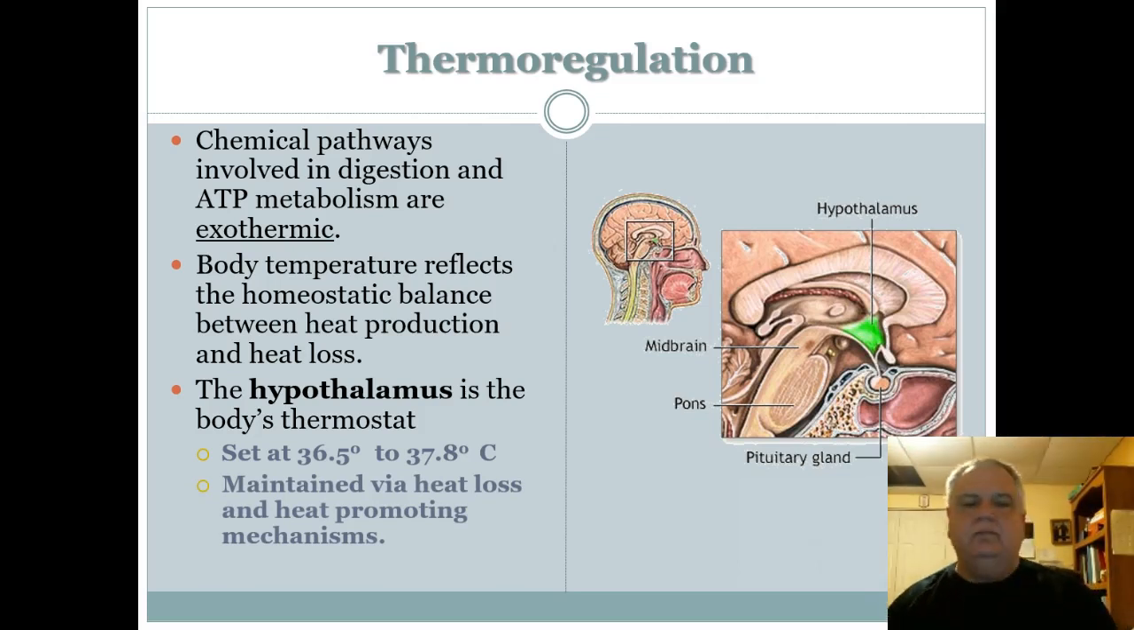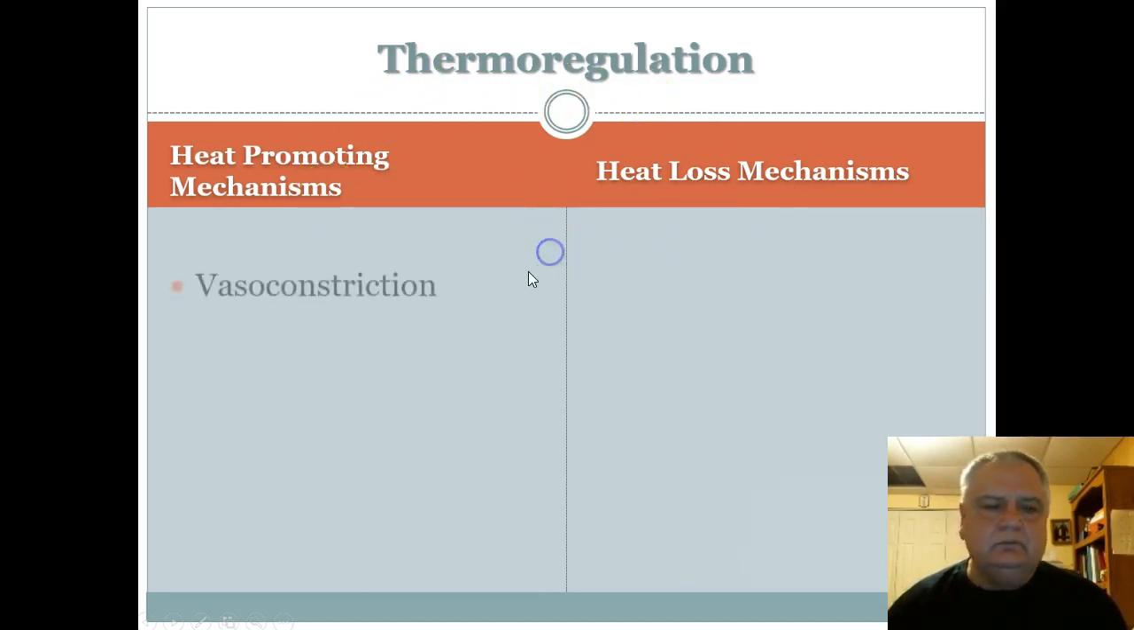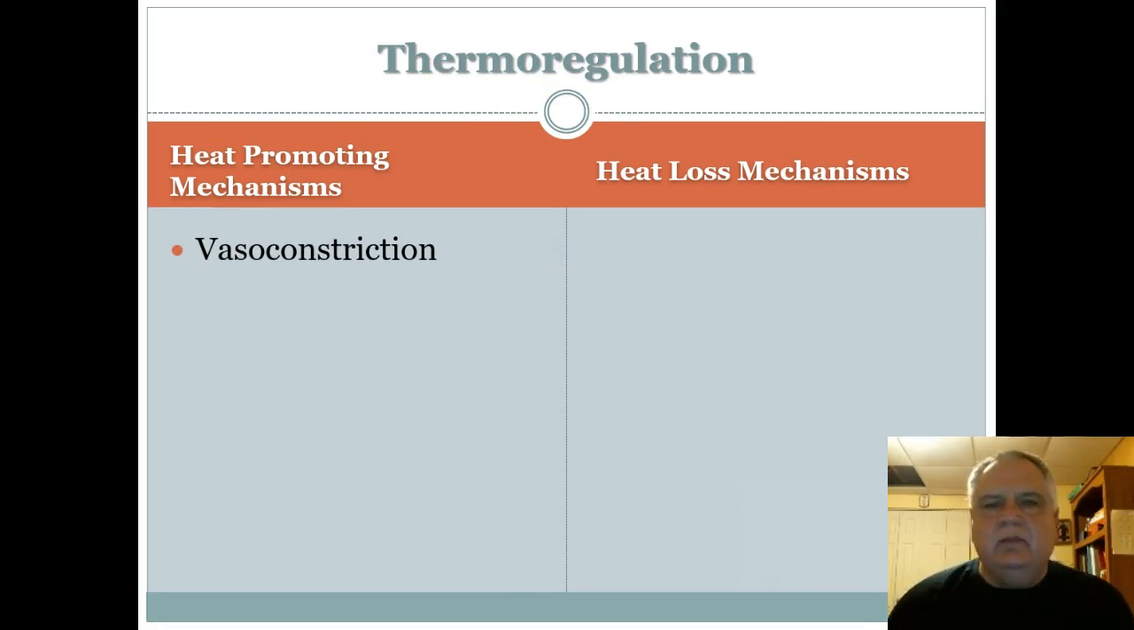It does that by heat loss and heat promoting mechanisms. Those are the physiologies that we were talking about there. So let's take a look at this. We can compare the heat promoting mechanisms and heat loss mechanisms that the hypothalamus uses to help maintain proper body temperature. With regard to heat promoting mechanisms, let's say, for example, our body temperature has started to drop below 37 degrees Celsius, to 36.5.